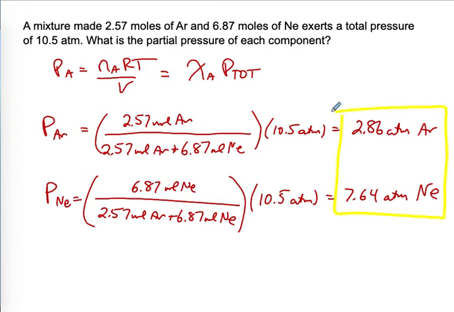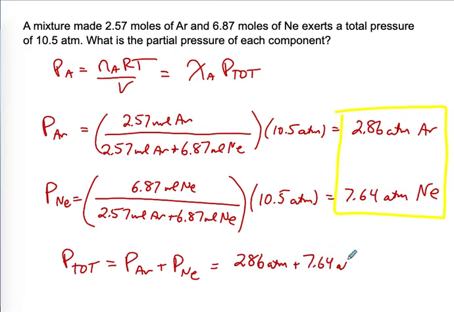And there is the answer to the question, which is the partial pressure of each gas in the mixture. So, how are we going to check our work to make sure we didn't make a silly mathematical mistake? Obviously, by seeing if the partial pressures that we calculated, that is the partial pressure of argon plus the partial pressure of neon, add up to the total pressure we started with. So, 2.86 atmospheres of argon plus 7.64 atmospheres of neon clearly adds up to 10.5 atmospheres total, which is the total pressure we started with.